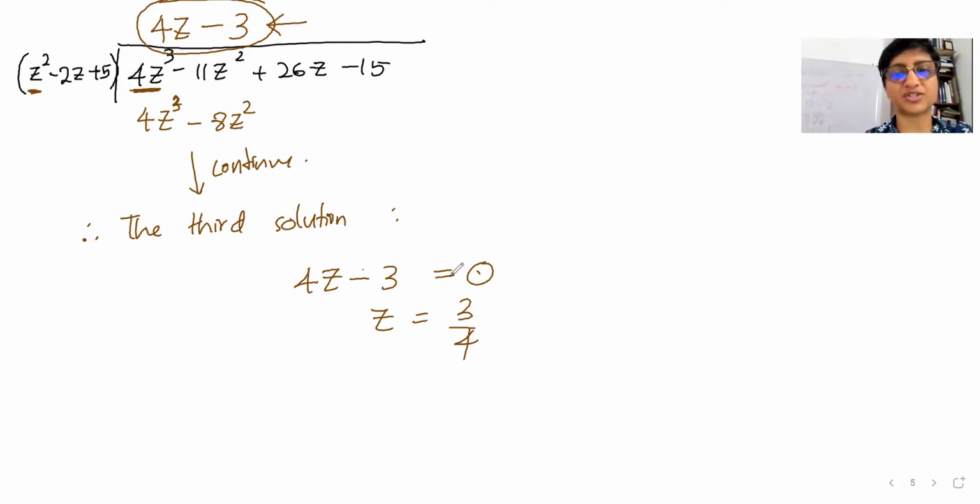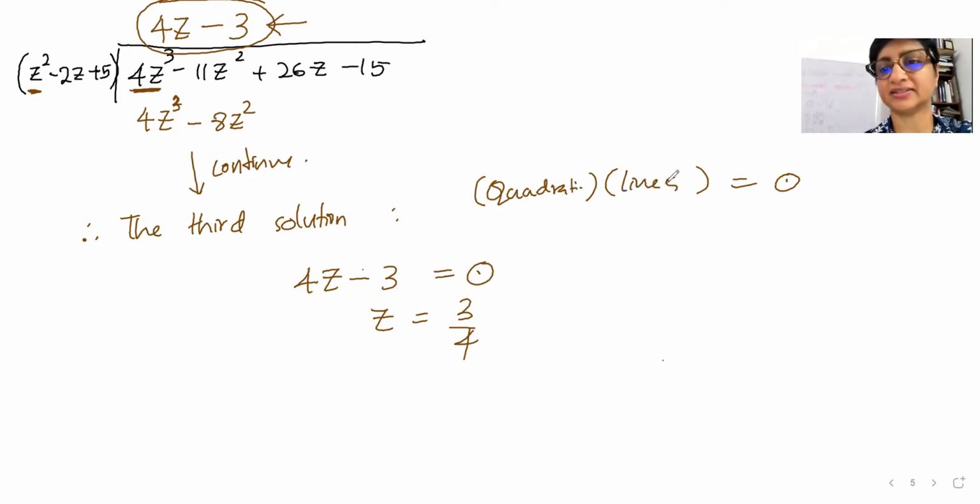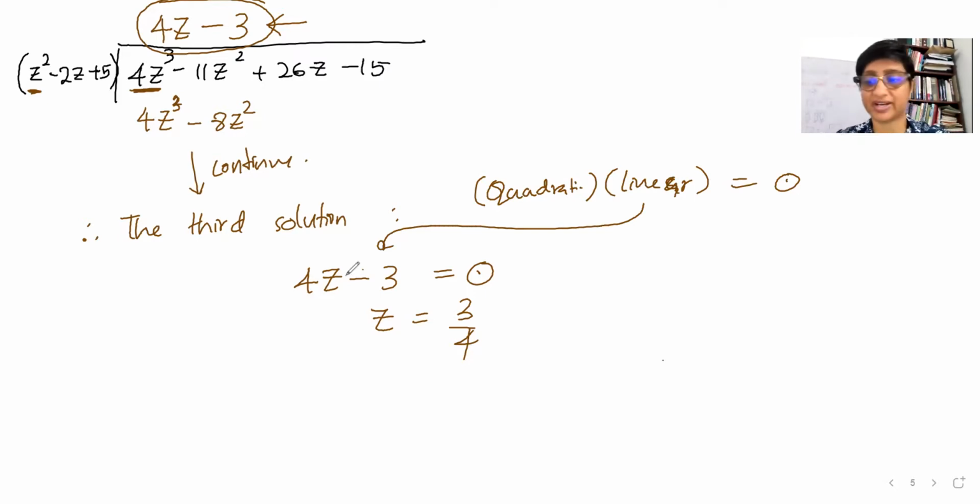How did I equate this to 0? Because my equation is, that was my equation. I had a quadratic here. And this was my linear. This is this one. You equate each factor to 0 and solve, right? So that's what you do.